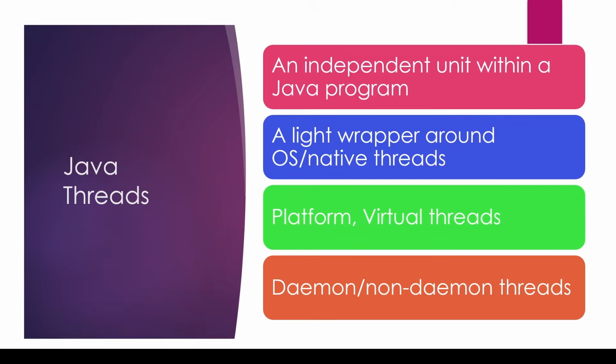Now coming back to Java threads, there are two types: platform threads and virtual threads. Virtual thread is a new addition to the Java language, and before virtual threads, all threads used to be platform threads. So if you don't create a virtual thread explicitly, by default any thread that you create is a platform thread. We will cover platform threads and virtual threads in much more detail in one of the future videos. We also have daemon and non-daemon threads, which we will cover as well. So on a high level, a Java thread is a unit of execution within a Java program, which is a wrapper around native threads. It can be a platform thread or a virtual thread, and additionally it can be a daemon thread or a non-daemon thread.